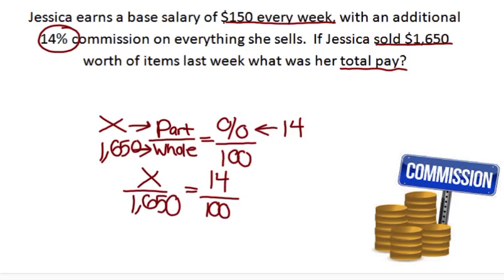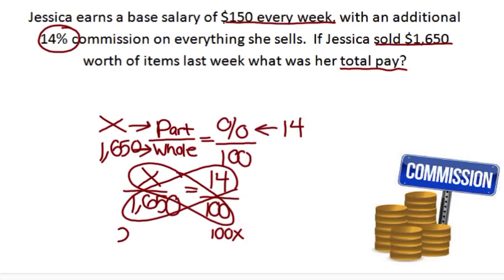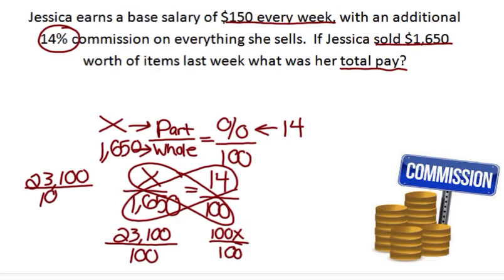First, we would cross multiply. X times 100 would equal 100x. 14 times 1,650 would equal 23,100. To get x alone, we would divide both parts by 100. 23,100 divided by 100 would equal 231.